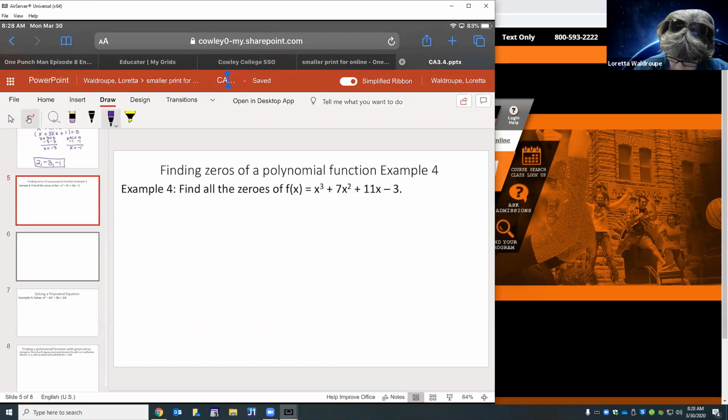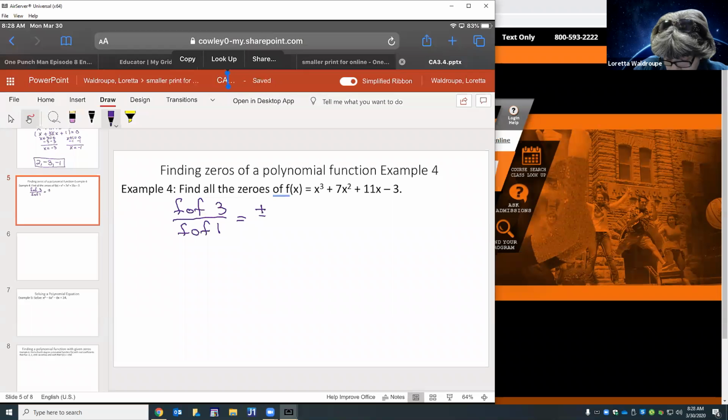Find all the zeros of this polynomial. Again, it's the factors of the constant over the factors of the leading coefficient. To get 3, it's either 1 or 3, and to get 1, it's just 1. So doing our division, we got 1, and we've got 3.